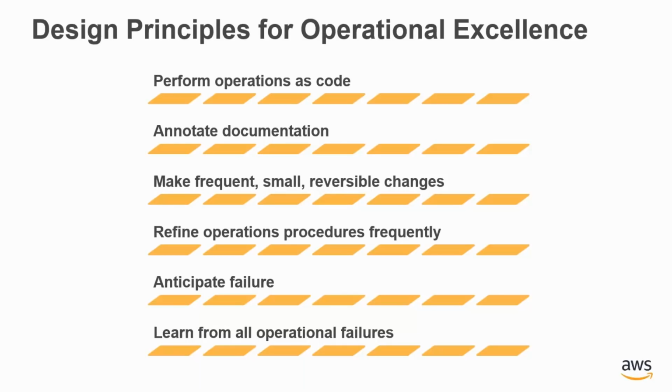The design principles for operational excellence are listed here. So the first one is to perform operations as code. Historically, people have been trained into doing things manually. The problem with manual operations, even with a checklist, is that people skip steps. So if you automate your operations and perform them as code, you will find that you've got much more consistent application, and you actually have a history of what you used to do versus what you currently do.